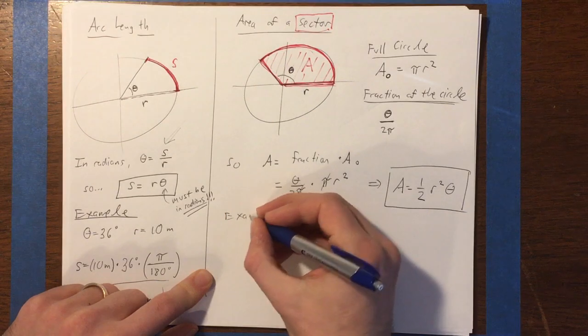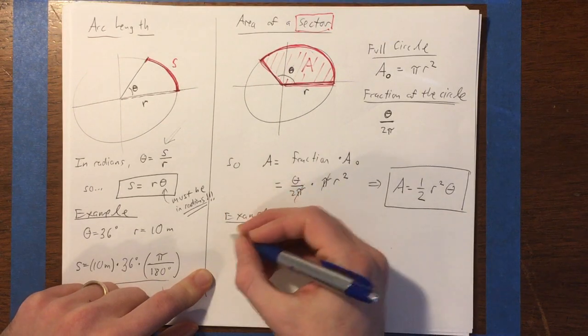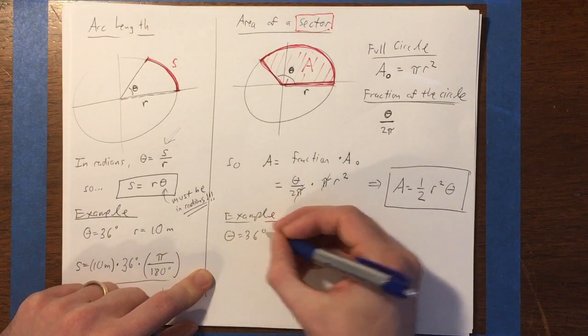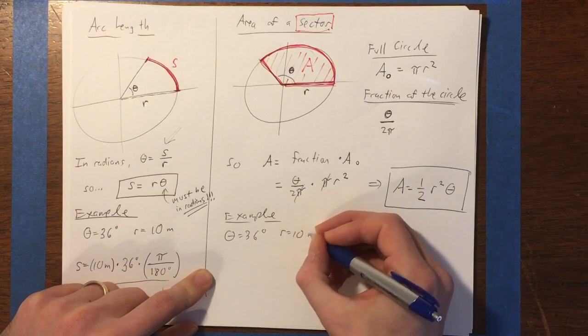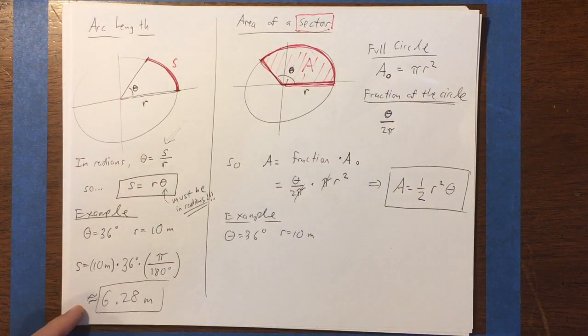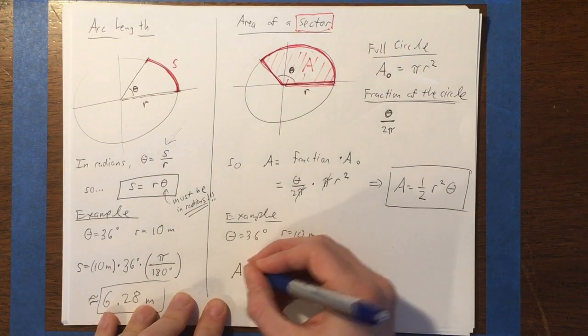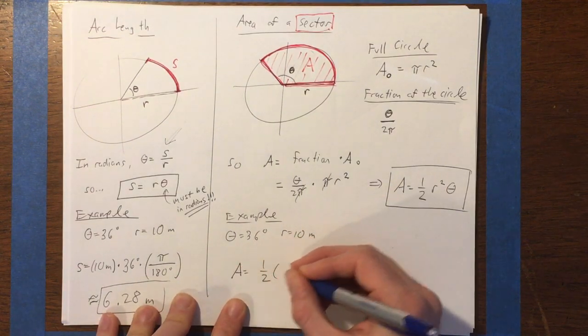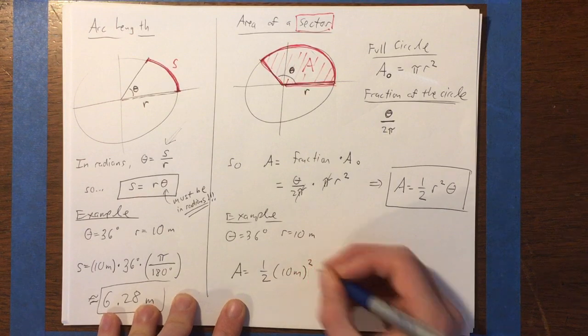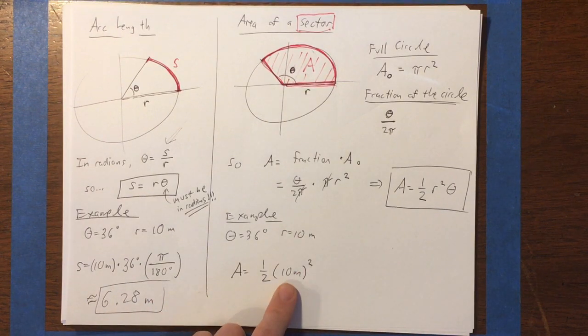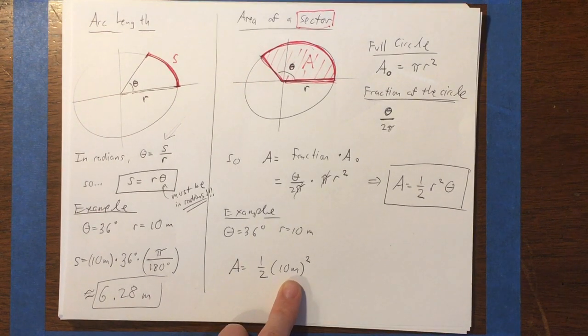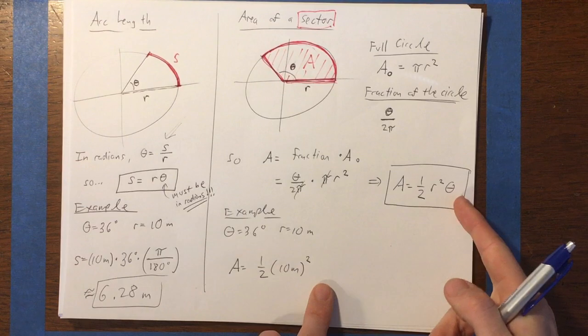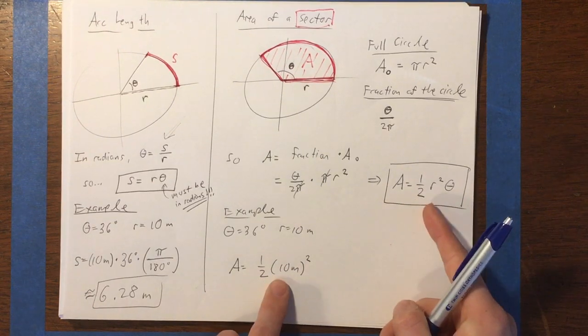So let's do an example with the same numbers. Let's do theta equals 36 degrees and r equals 10 meters. This time, instead of calculating the arc length, we're going to calculate the sector area. So this is going to be, by the formula, 1/2 times the 10 meters squared. By the way, that's going to give us square meters in our answer, which is what we want. It's a measurement of area, so it should be something squared. And then we're going to multiply by theta, right? So far we have 1/2 r squared and then theta.